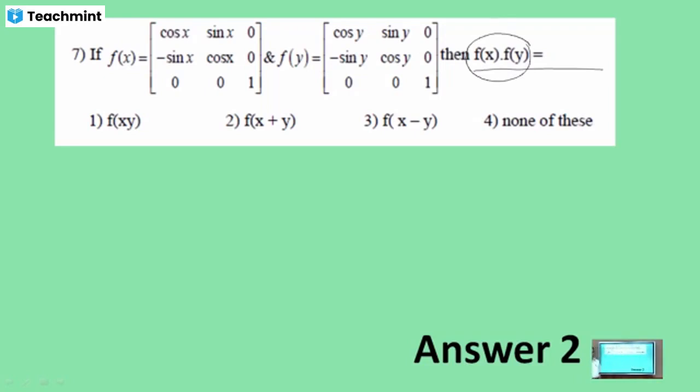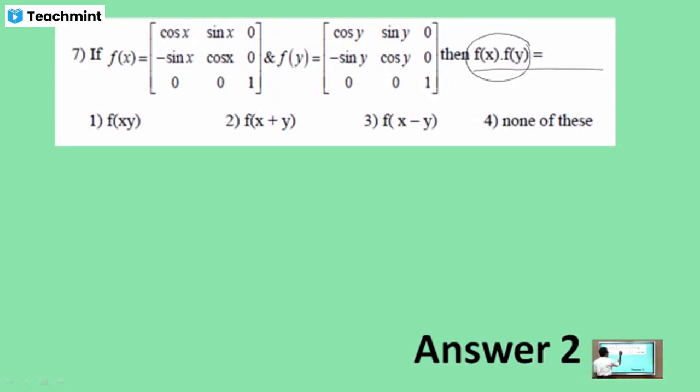We have already discussed the rule. For multiplication of the matrices, we want two matrices in such a way that the number of columns in the first matrix is equal to the number of rows in the second matrix.